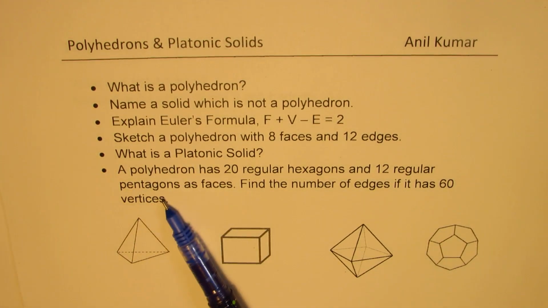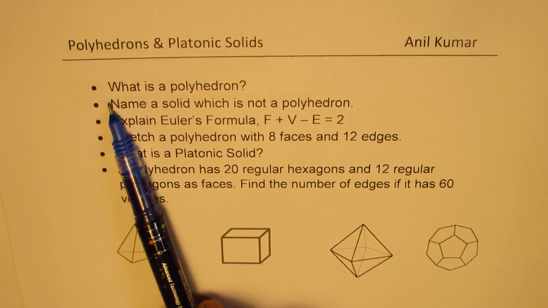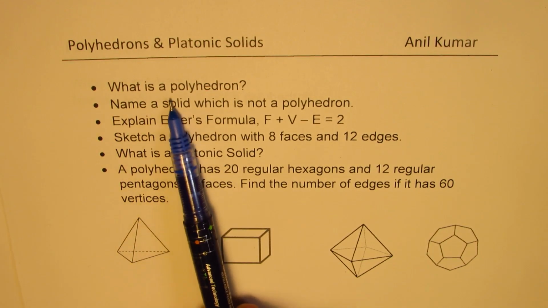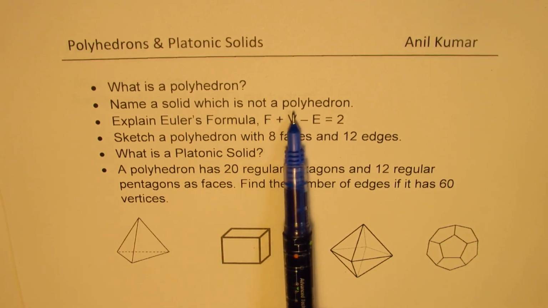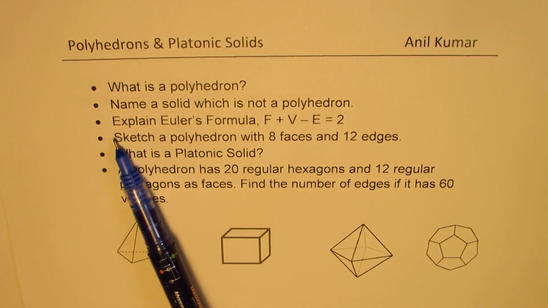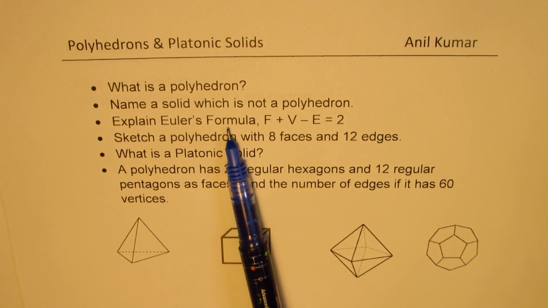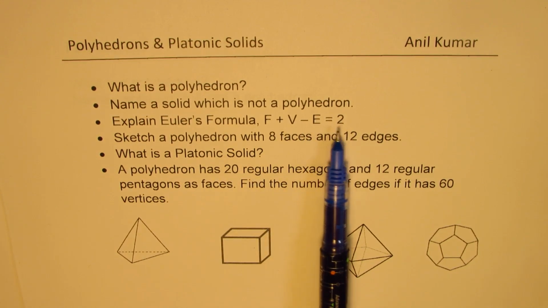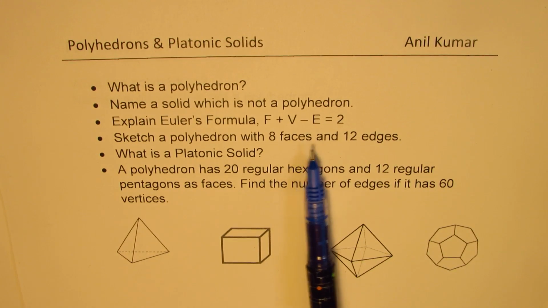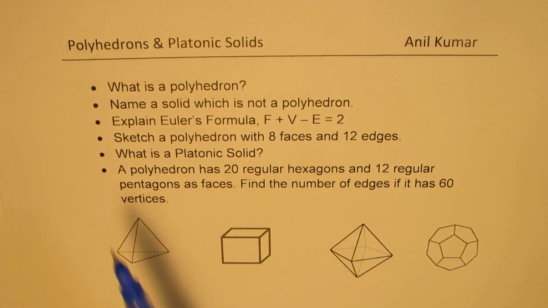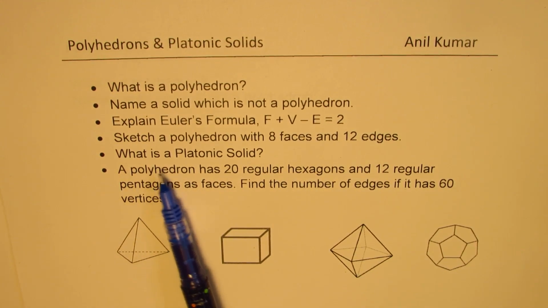These are the topics of our interest. The very first one is a question: what is a polyhedron? Second, name a solid which is not a polyhedron. Third, explain Euler's formula F plus V minus E equals 2. Sketch a polyhedron with 8 faces and 12 edges. What is a Platonic solid?